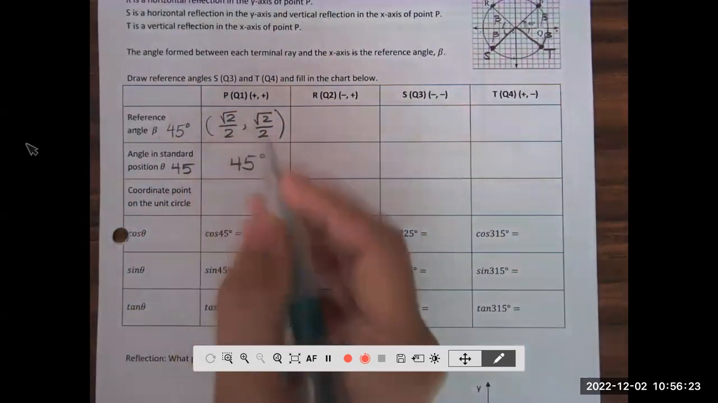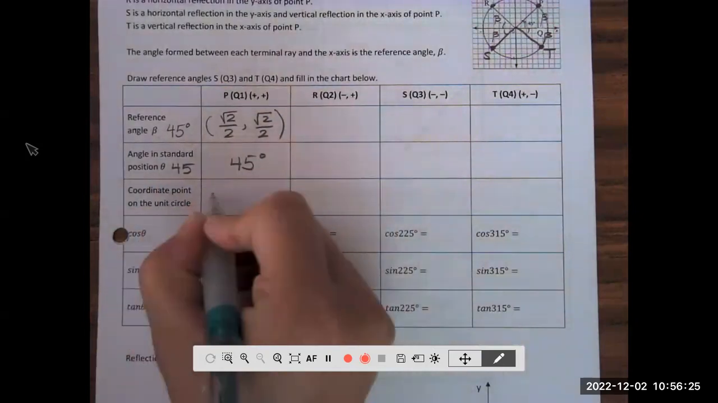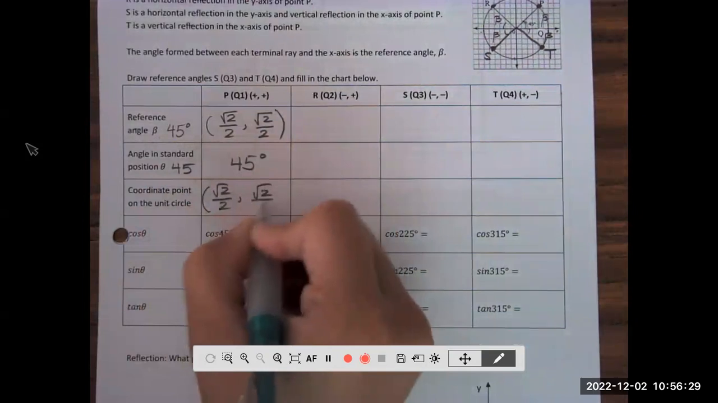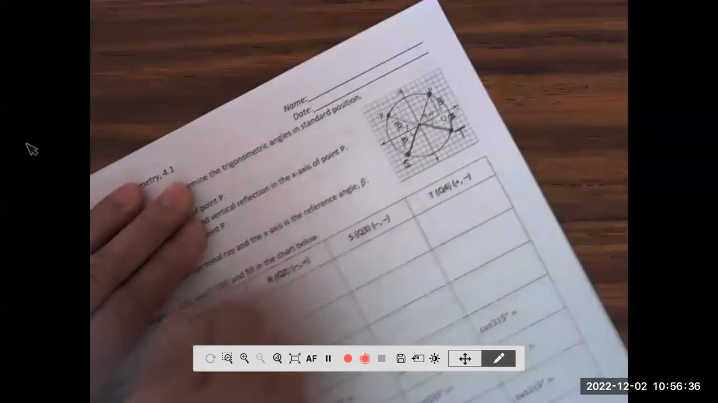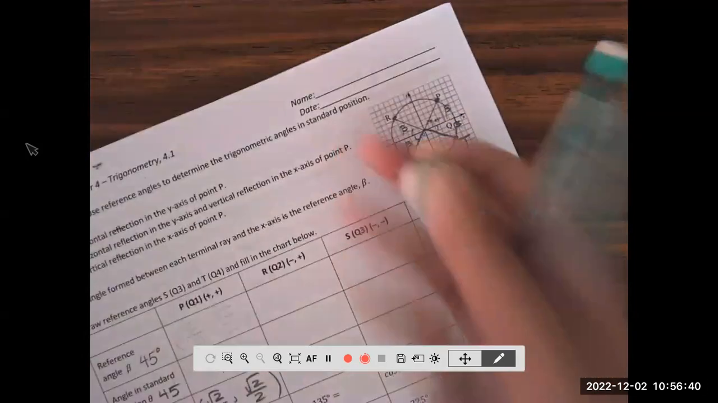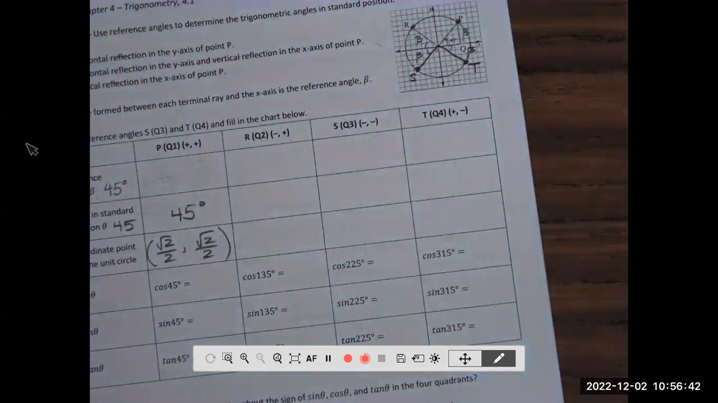Oops, I made a mistake here. The coordinate point on the unit circle, this is root 2 over 2. This is incorrect. Kala, did I ever get my eraser back? Yeah. I'm missing a bunch of erasers.